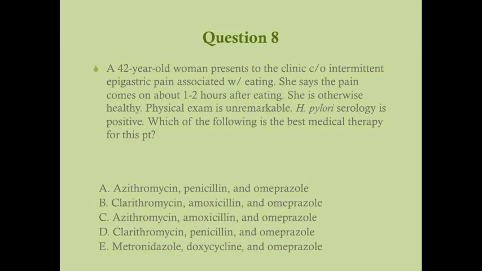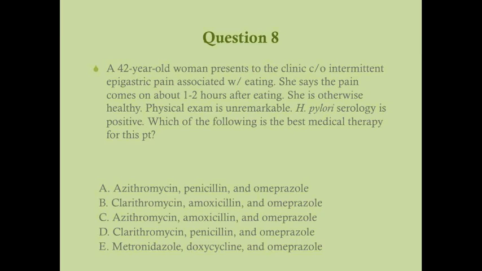Question 8. A 42-year-old woman presents to the clinic complaining of intermittent epigastric pain associated with eating. She says the pain comes on about 1 to 2 hours after eating. She is otherwise healthy. Physical exam is unremarkable, and she has a serology drawn, as she should. If you watch the GI section, you should know that the first thing you do in any patient that clearly has symptoms of ulcer is get an H. pylori serology, and this patient's H. pylori serology happens to be positive. So which of the following is the best medical therapy for this patient?